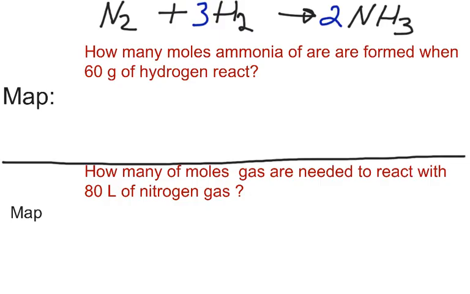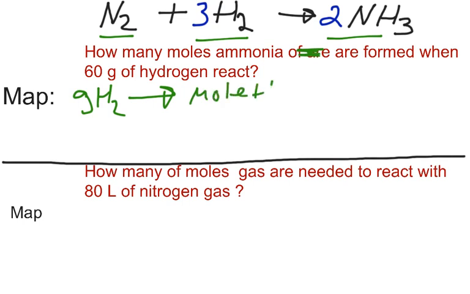We have a balanced equation. We have N2 reacting with H2 to give us NH3. Okay, and we have a question. How many moles of ammonia, okay, all right, I got a typo right here, are formed, okay, when 60 grams of hydrogen react. Okay, so let's map it out. We are given grams of hydrogen. We want to go through Penn Station, so we're going to change that to moles of hydrogen. And what we're going to do next, we're going to change moles of hydrogen into, yes, moles of ammonia, NH3. So that's our map right there.